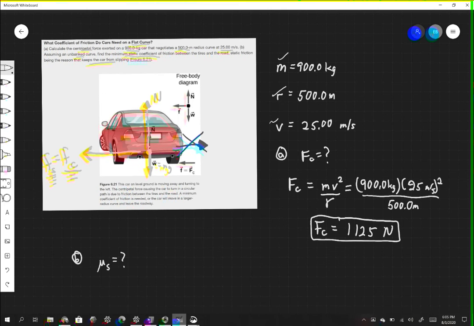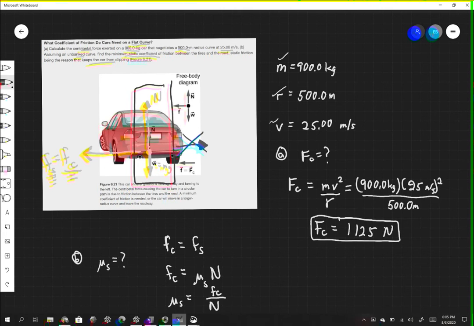So now I can write out that my centripetal force, F sub c, is equal to the force due to static friction. So F_c has to be equal to mu s, the coefficient of static friction, times the normal force. And if I want to find what the coefficient of static friction is, I have to solve that. Mu s is F_c, the centripetal force, divided by the normal force. So now I need to figure out what's the normal force here.